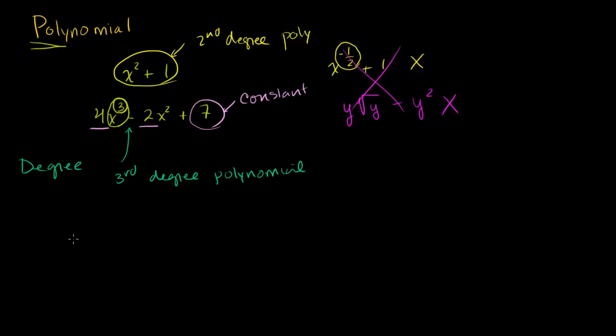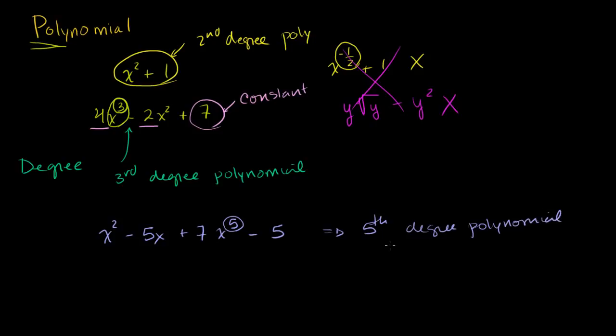So let me write a fifth degree polynomial here. And I'm going to write it in maybe a non-conventional form right here. I'm going to not do it in order. So let's say it's x squared minus 5x plus 7x to the fifth minus 5. So once again, this is a fifth degree polynomial. Why is that? Because the highest exponent on a variable here is the 5 right here. So this tells us that this is a fifth degree polynomial.